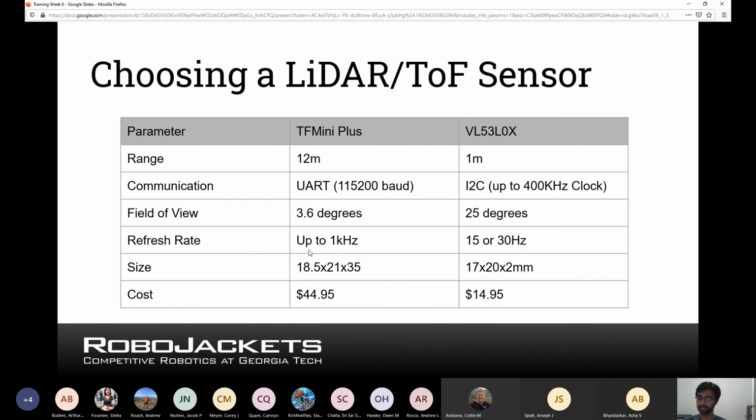And another key aspect here is that the refresh rate is up to 1 kilohertz. Since these robots move fast, you need your sensors to move even faster to keep up. And so having a high refresh rate sensor is better. And of course, there are some drawbacks though, because this is far more expensive and far bigger than the alternative.